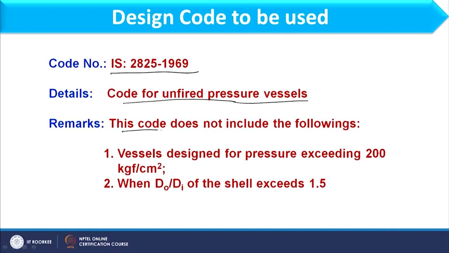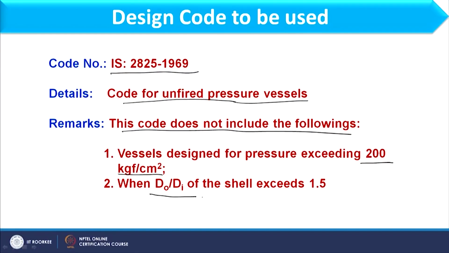This particular code has some limitations. What is the limitation? The maximum possible pressure to be considered in designing should not exceed 200 kg force per centimeter square, which is equivalent to 200 bar or 20 meganewton per meter square. Beyond that this code will not work. Another limitation is that dO by di should be less than 1.5. So, these are the limitations of this code. Beyond these conditions we cannot use this code.